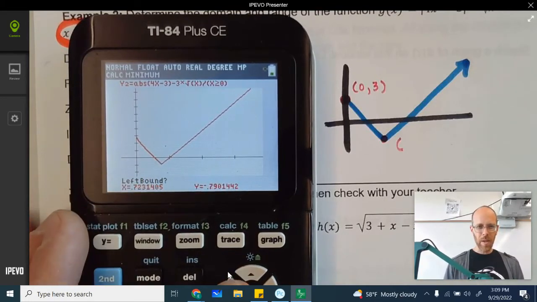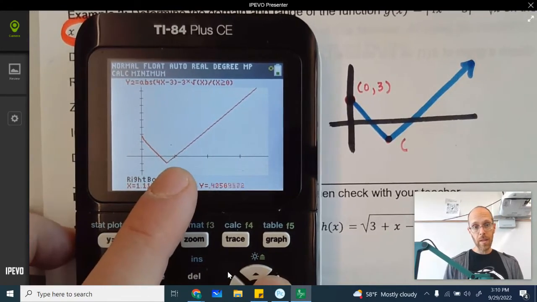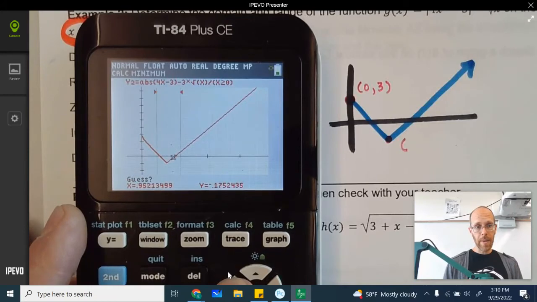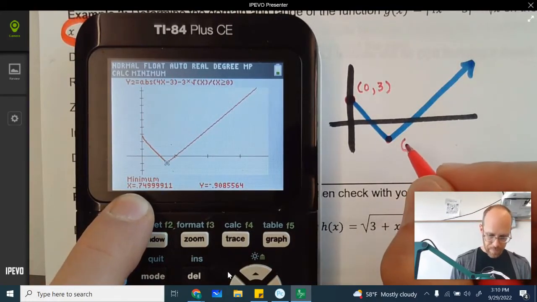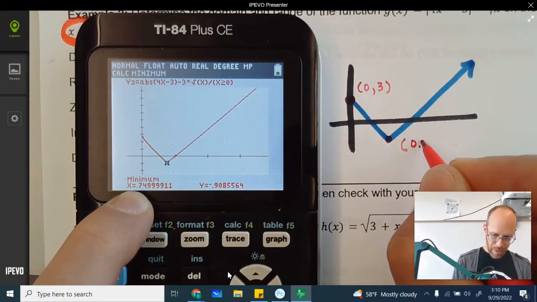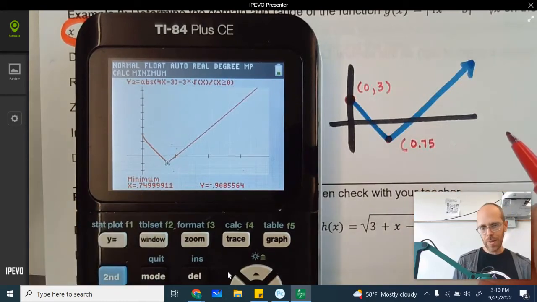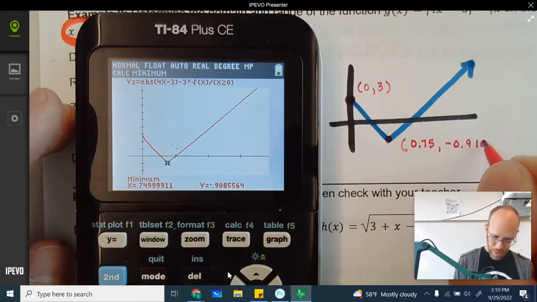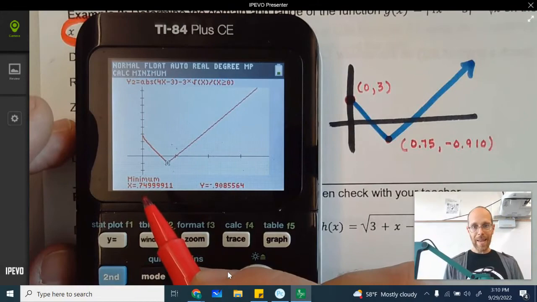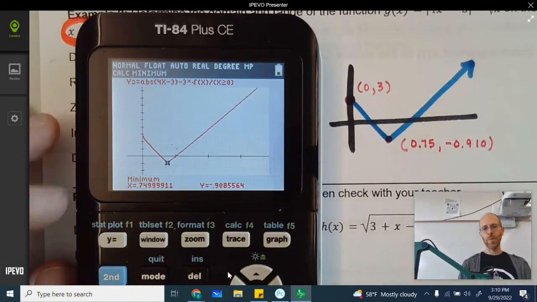It's between 0 and 1, so I'm going to move to the left of it, and then there's our minimum right there. I'm going to move to the right of it, and then I'm going to make a guess. And the calculator is going to tell me it is at this number, which should be 0.75. Look how close that is. Sometimes the calculator rounds things in a way that is going to look a little strange to you, like this. In that case, you can be reassured that it's actually 0.75.